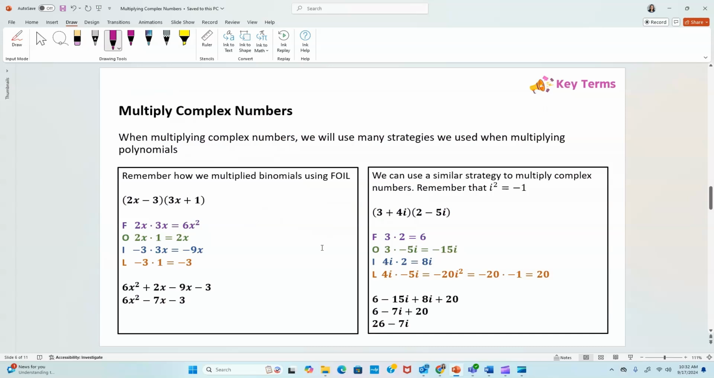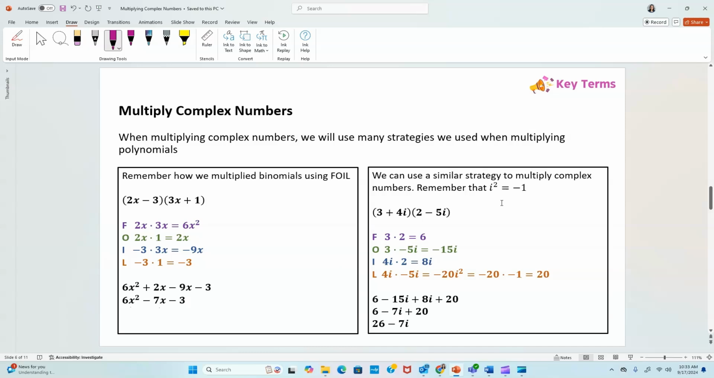When you multiply complex numbers, remember, we're going to use something that we did when we multiplied polynomials, and that was multiplying binomials using FOIL. So if you have 2x minus 3 times 3x plus 1, we do first times first, 2x times 3x, so that's 6x squared. Outside, 2x times 1, so you get 2x. Inside, -3 times 3x, so you get -9x. And last, -3 times 1, which is -3. In the final step, you add up all the terms: 6x squared plus 2x minus 9x minus 3. The 2x and -9x are like terms, so we combine them and have 6x squared minus 7x minus 3.